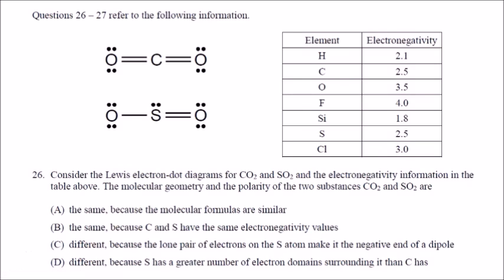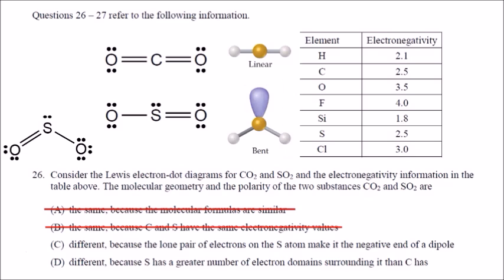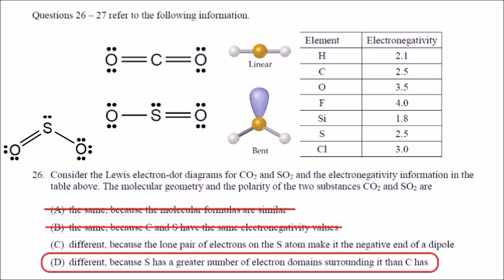Number 26. We are comparing carbon dioxide, CO2, with sulfur dioxide, SO2. Now the molecular geometry, it looks like these molecules are drawn as linear. However, the carbon dioxide is linear and the sulfur dioxide is actually bent. Just because a Lewis structure looks like a straight line doesn't necessarily tell you what the actual shape of the molecule will be. So these two molecules have different molecular geometry, so the correct answer is either C or D, and it's because of that lone pair on the sulfur atom that creates the bent shape. So it's 2 electron domains versus 3 electron domains on the central atom. Correct answer is D.